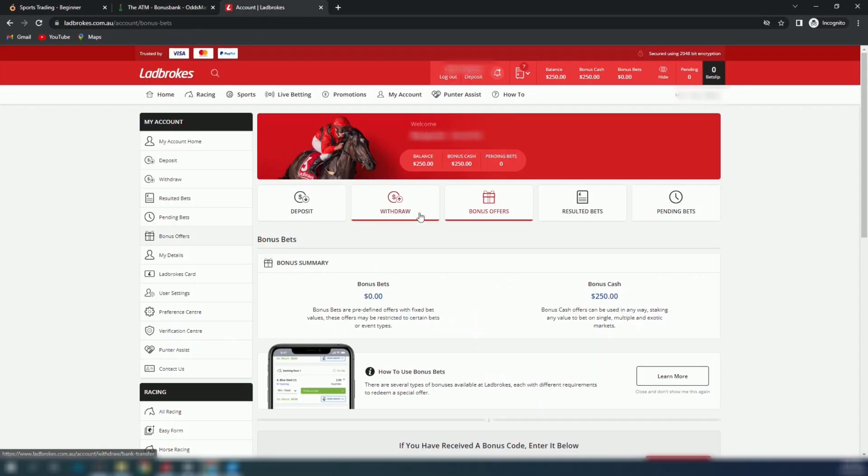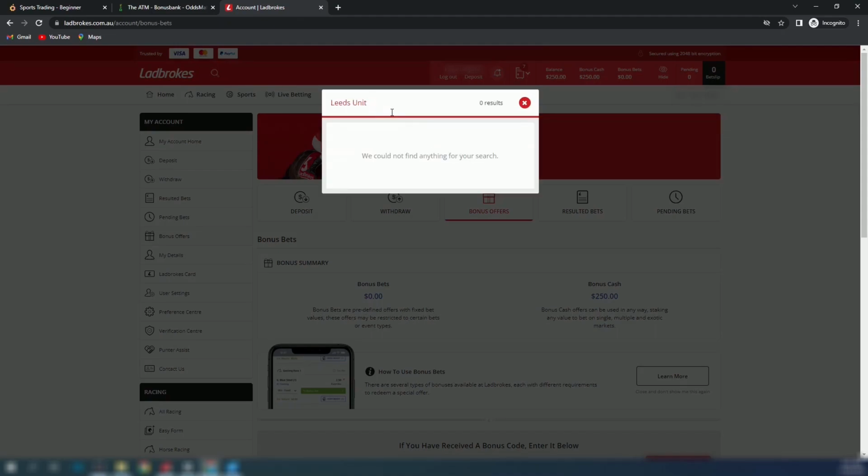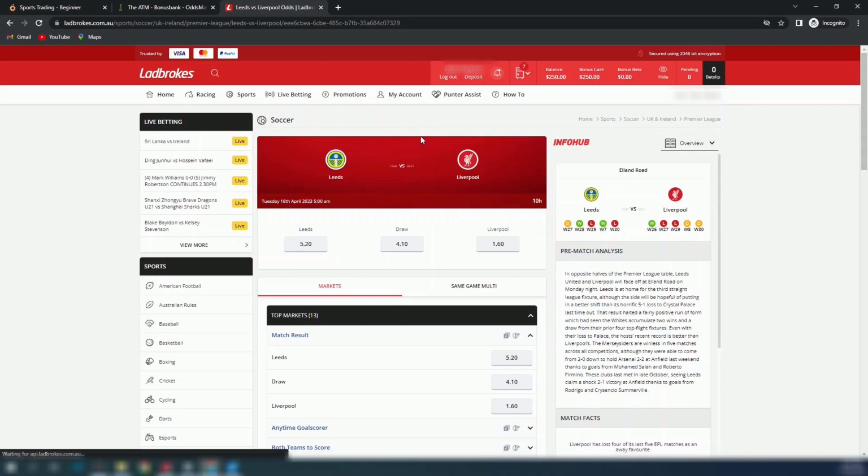Again, we'll start by copying the name of the team, and then we'll head over to Ladbrokes and paste that in. And these search functions on the bookmakers can sometimes be a little bit fiddly, so you might have to play around with it a little bit. Then we'll head over to Betfair and we'll do the same thing.